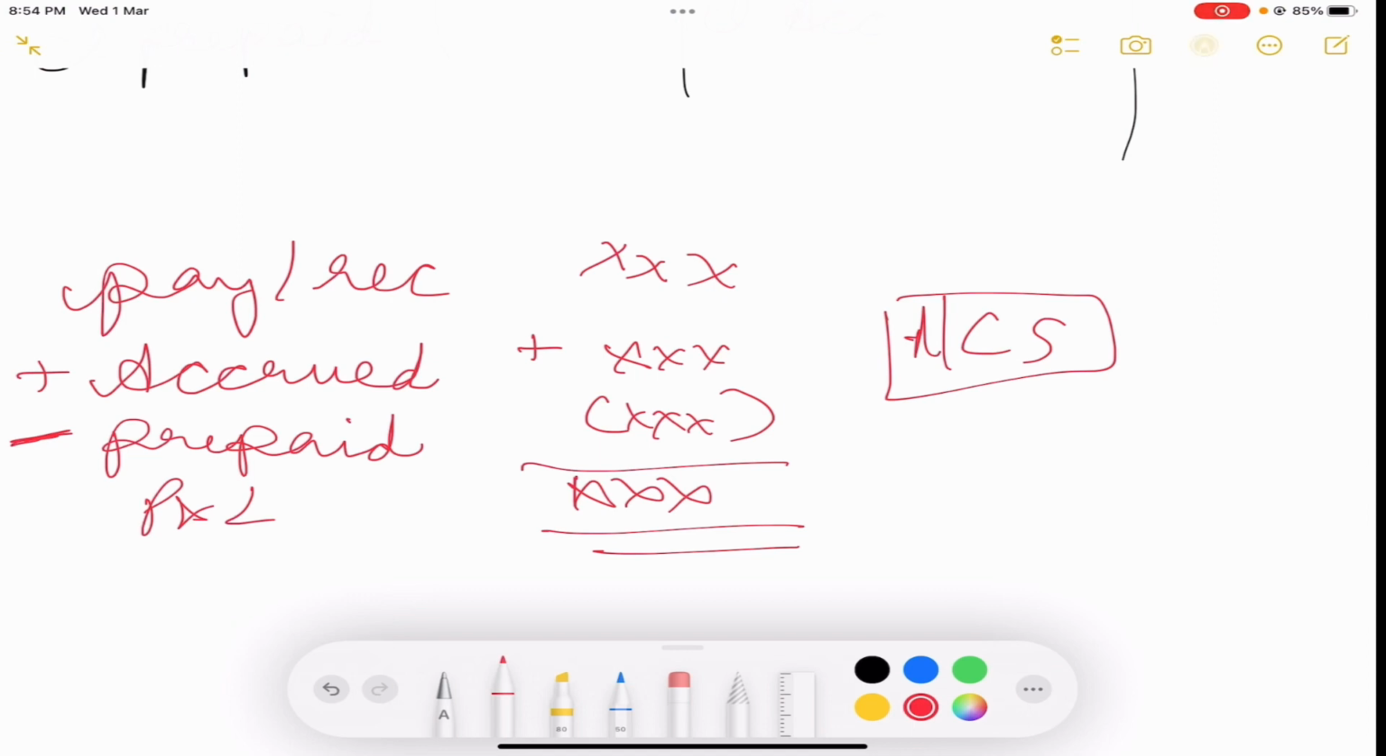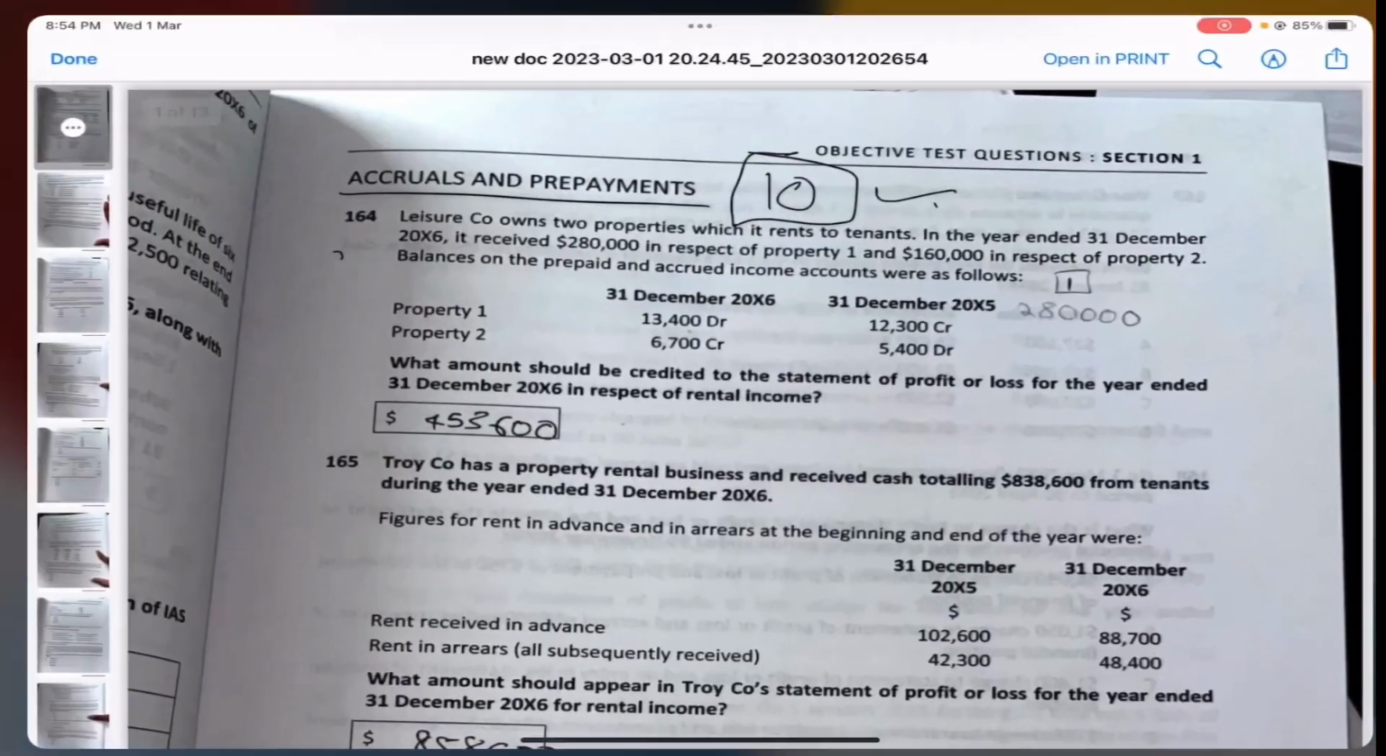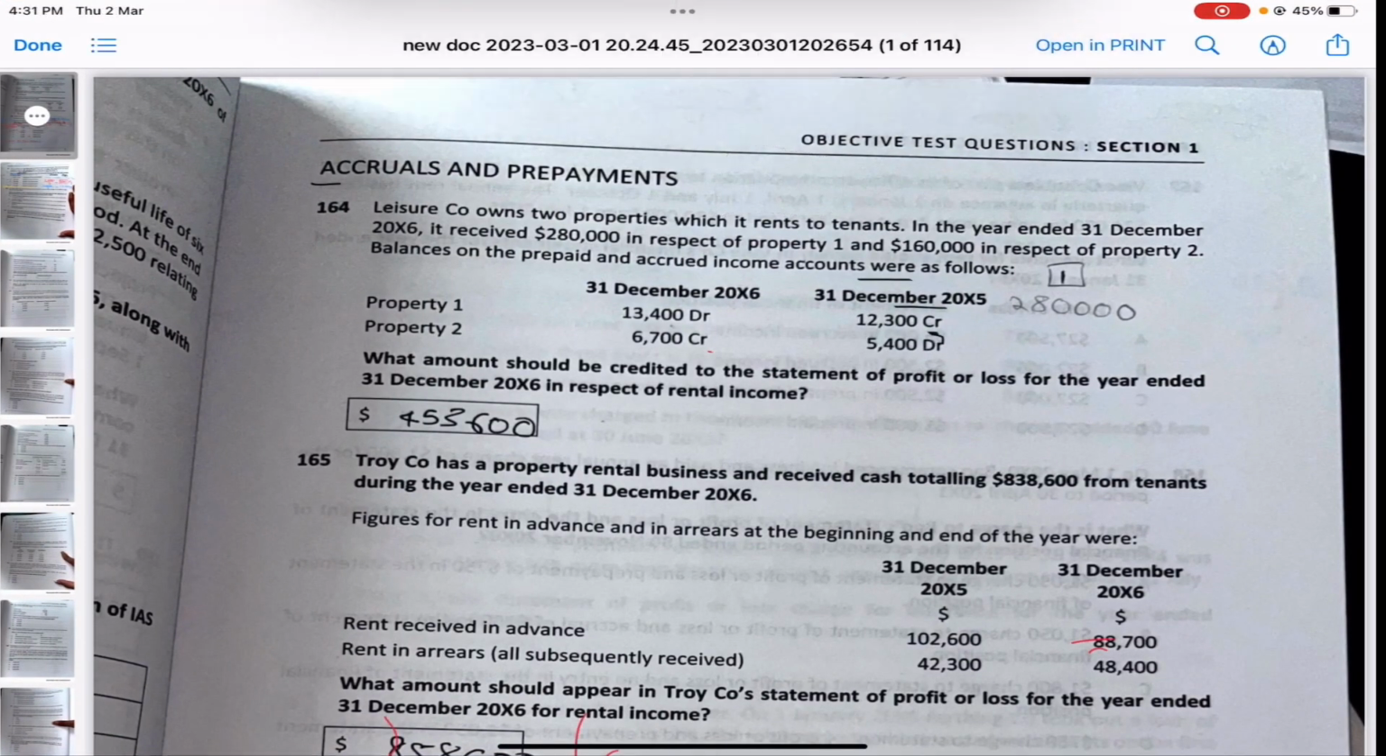Okay, let us start with the questions and make sure that. So let's quickly just discuss all the questions. We have about 12 questions in this chapter.